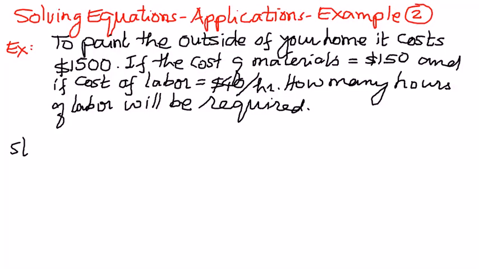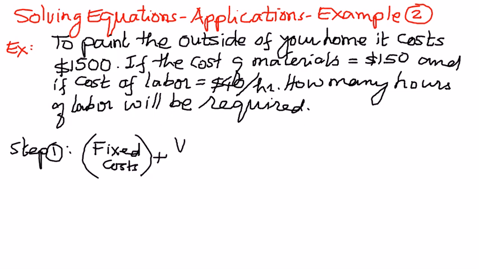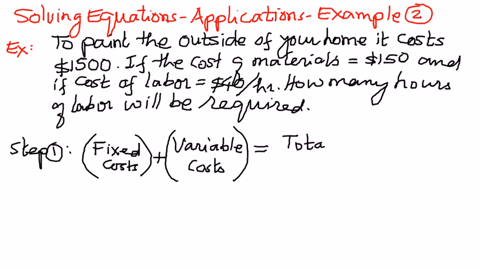Step number one. We have some fixed costs. Let me write that as fixed costs, plus there are some variable costs. Let me write this. Variable costs. Fixed costs plus variable costs is going to be equal to our total cost.